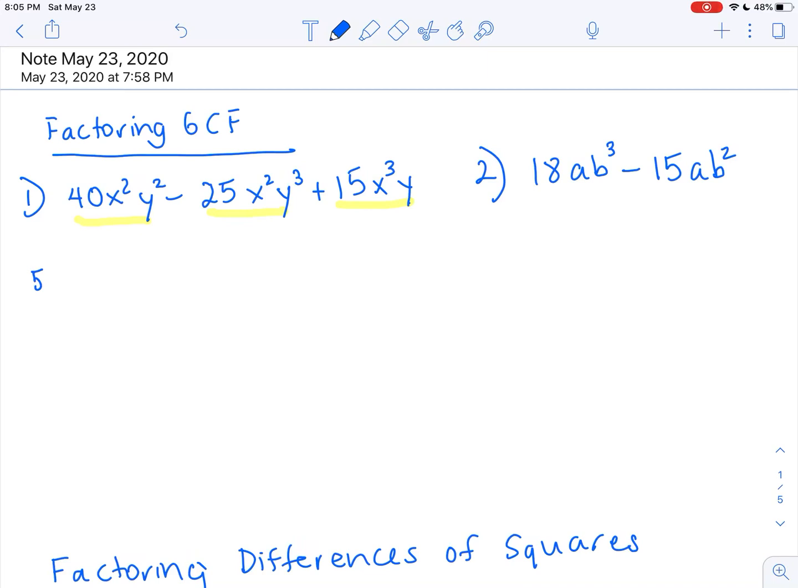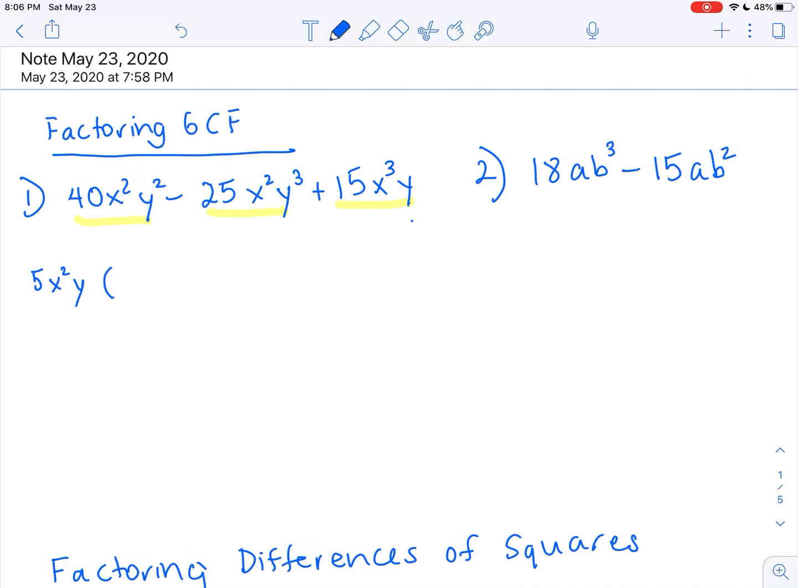So from there, we look at our x's, and each one of those terms has 2 x's in it: x squared on the first one, x squared on the next one, and then x cubed on the last one. So at most, I can take out x squared because each one of those has 2 x's at least in it. And then looking at the y's next, I see that the first one has 2, the second term has 3, but the third one only has 1. So at most, I can only remove 1 from each one of the terms. So that's my GCF, 5x squared y.